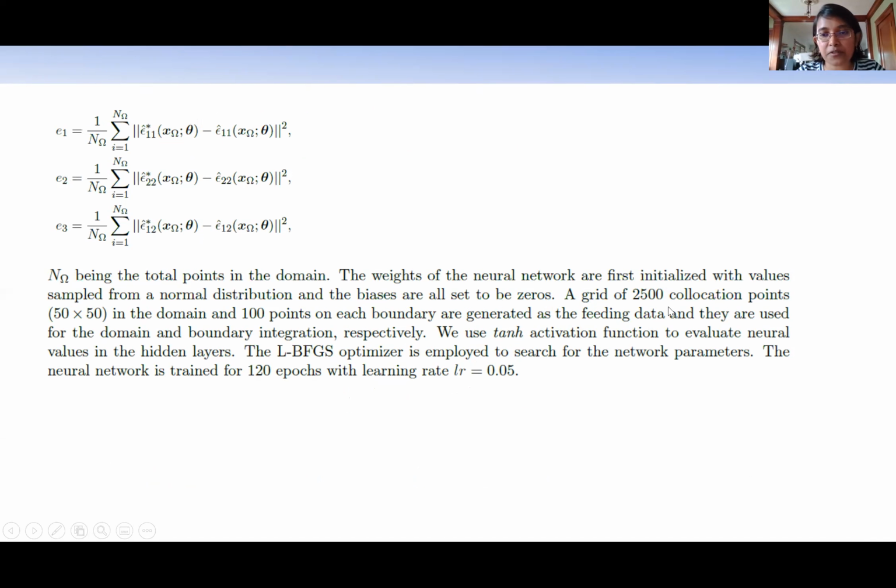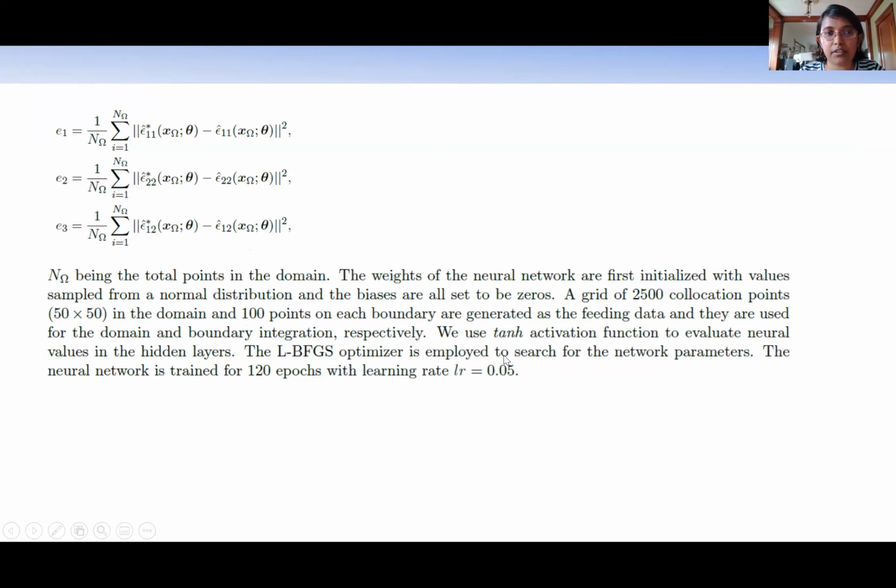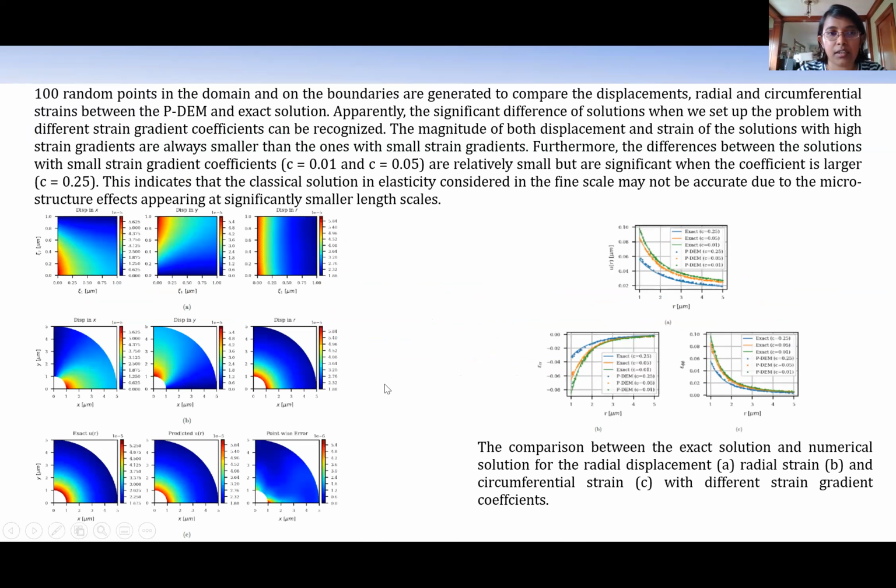A grid of 2,500 collocation points in the domain and 100 points on each boundary are generated as the feeding data. Tanh activation function is used in the neural network, and the LBFGS optimizer is used for 120 epochs and a learning rate of 0.05. This is basically the output that they have obtained.